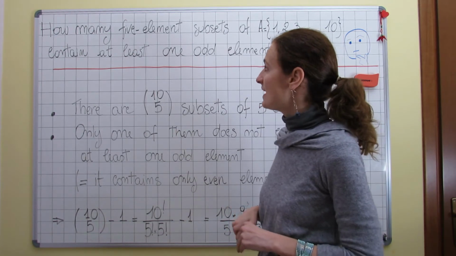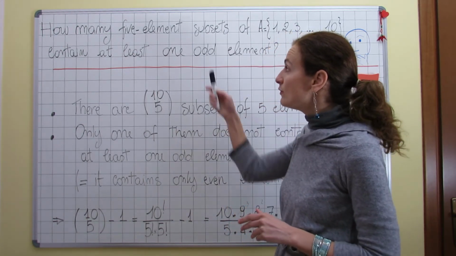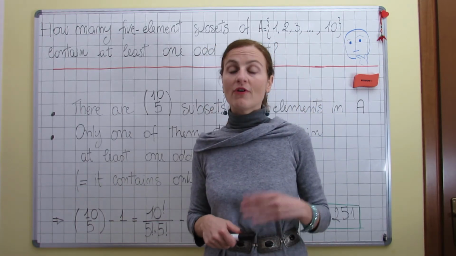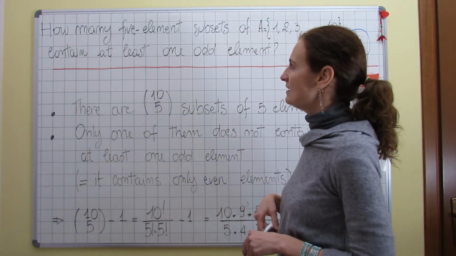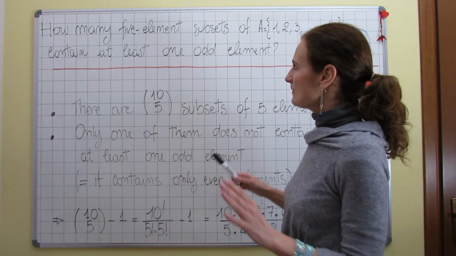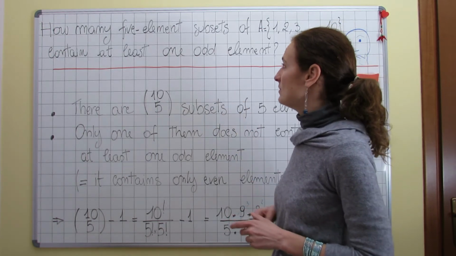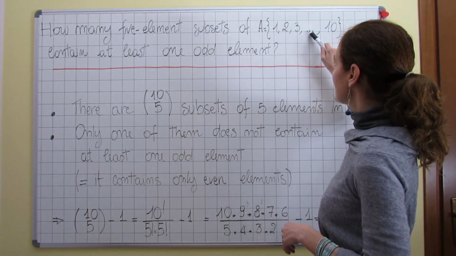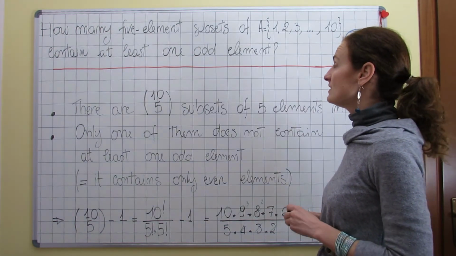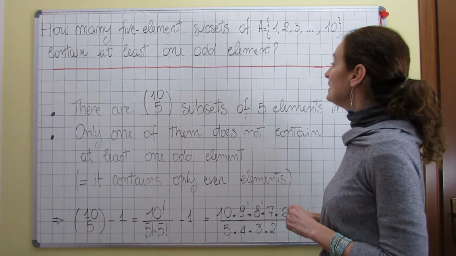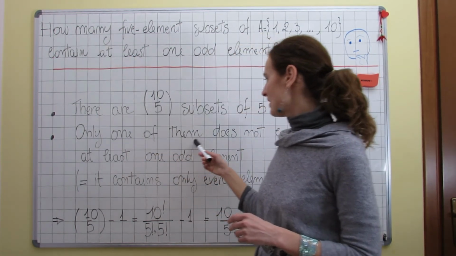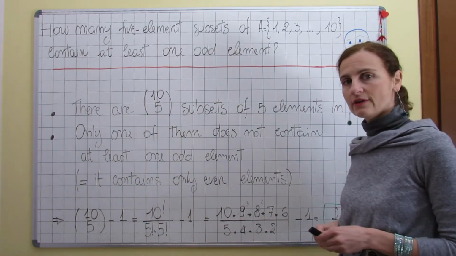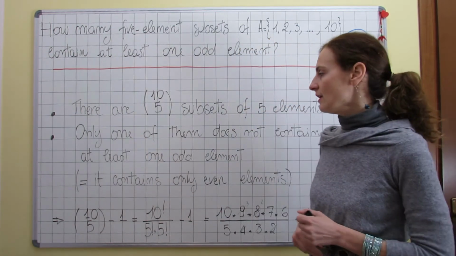Okay, how many subsets do not fulfill this condition? And you will find that this is far easier, because how many subsets do not contain any odd element? Only one, which is the subset 2, 4, 6, 8, 10, because this is made only of even elements. So only one of them does not contain at least one odd element. It contains only even elements. Okay? These two considerations given, the solution is done.